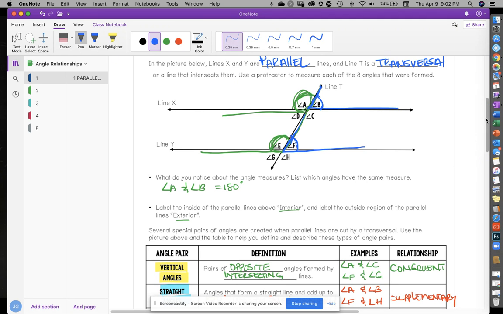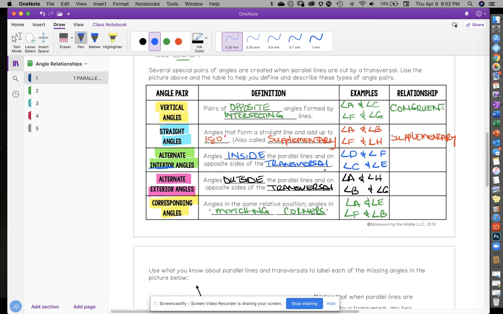All right, so now let's go back down and fill in those last 3 boxes here. So for the alternate interior angles, these angles are what we call congruent, which means they will be the same measurement. For the alternate exterior, those ones are also going to be congruent, which means they will be the exact same measurement. And then we have the corresponding angles, and those ones are also congruent.